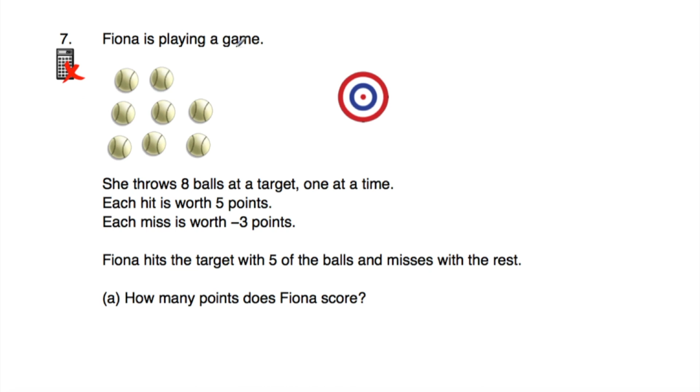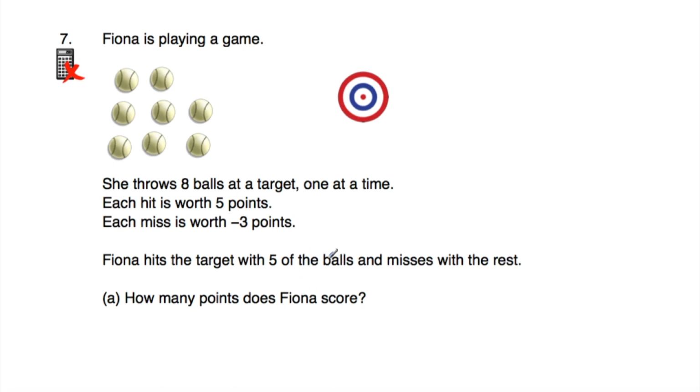Question number 7 says, Fiona's playing a game. And it looks like there's a target. And she's got some balls. And she throws 8 balls at the target one at a time. So she's not throwing all 8 in one go. She's throwing one at a time. And if she hits the target, she gets 5 points, but if she misses, she loses 3 points, so she's given negative 3 points. And Fiona hits the target with 5 balls and she misses with the rest. How many points does Fiona score?